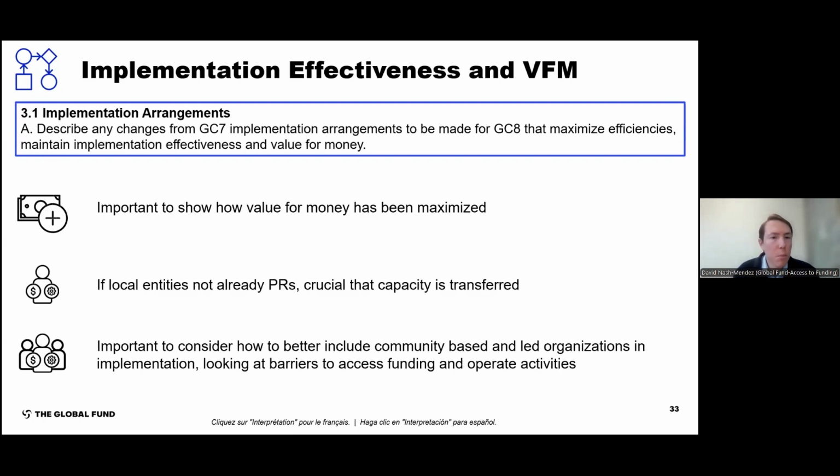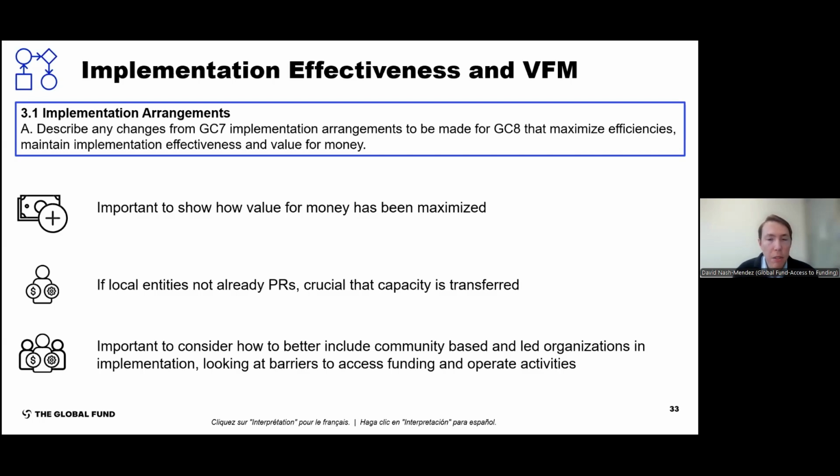This question is also important for showing increasing self-reliance and programmatic sustainability. Where local entities are not already principal recipients, applicants should show how capacity will be transferred to them. In this section, applicants should consider how to better include community-based and community-led organizations, removing barriers to roles in the implementation arrangements. And the session last week on the strategic shifts had a good discussion on this topic.